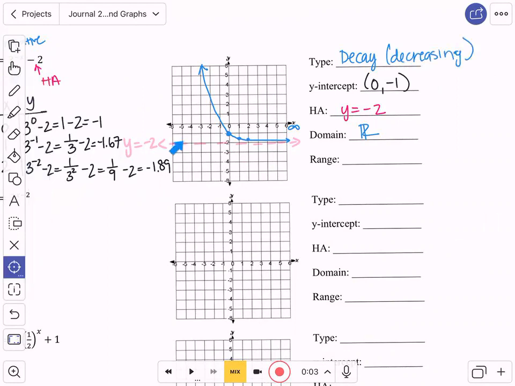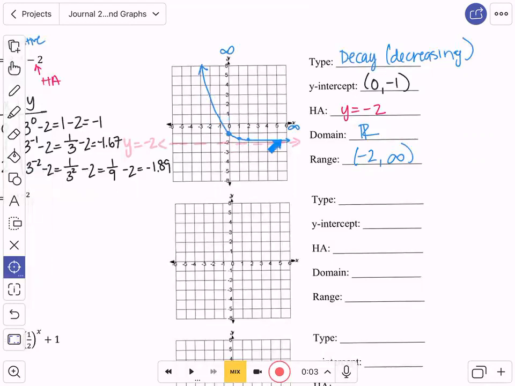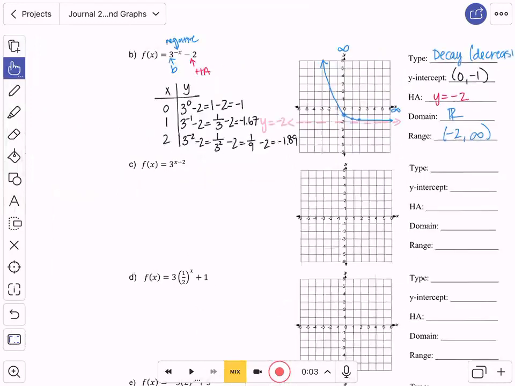The range here, it's going from y equals negative 2 this way upwards to infinity. So it's going from negative 2 to positive infinity. So you're asking yourself, how low does it go and how high does it go? And that's it. Let's try out the next one here.